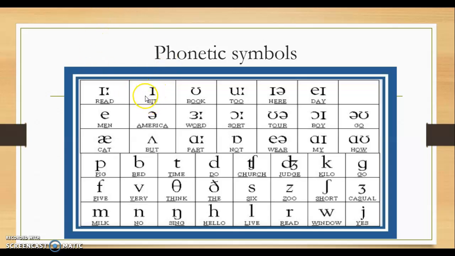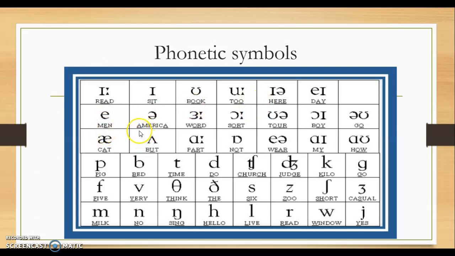This one is not long, it's short. Sit, sit, sit. The same case here. This is a short U. Book, book, book. Differently than this U, because this has 2 points. If the vowel has 2 points, it means that the sound is longer. Okay? Two.